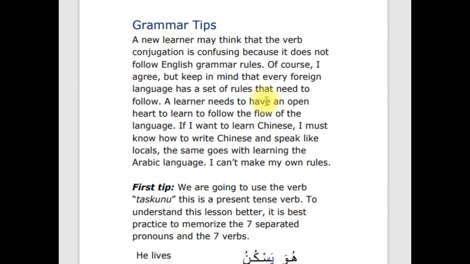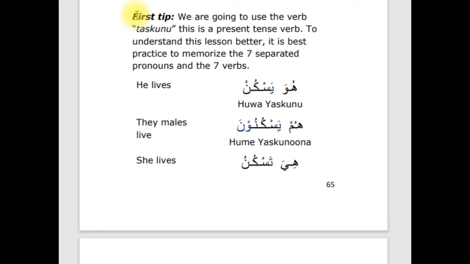Grammar tips. A new learner may think that verb conjugation is confusing because it does not follow English grammar rules. Of course, I agree, but keep in mind that every foreign language has a set of rules that need to be followed. A learner needs to have an open heart to follow the flow of the language. If I want to learn Chinese, I must know how to write Chinese and speak like locals. The same goes with learning the Arabic language. I can't make my own rules. First tip, we are going to use the verb taskunu. This is a present tense verb. To understand this lesson better, it is best practice to memorize the 7 separated pronouns and the 7 verbs.